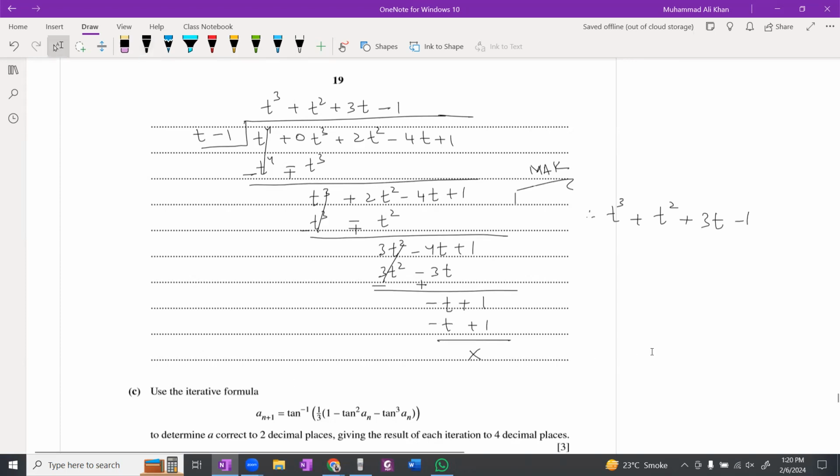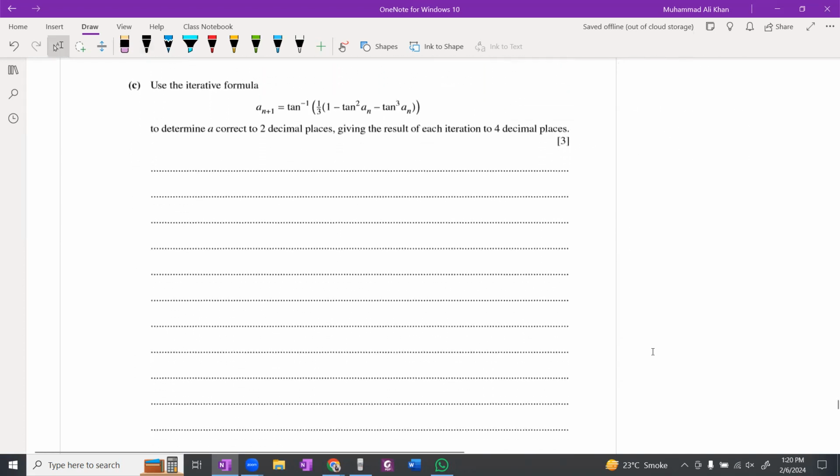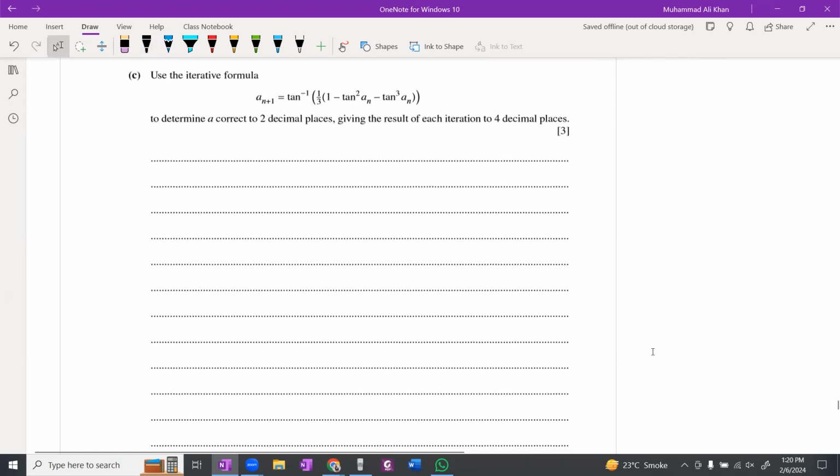Hopefully it is clear. Now in the last part we have to use the iterative formula to prove this and calculate the value of a correct to 2 decimal places, with iteration up to 4 decimal places. A simple part: we don't have a naught, so we can take any value. I am taking a naught as π/4.